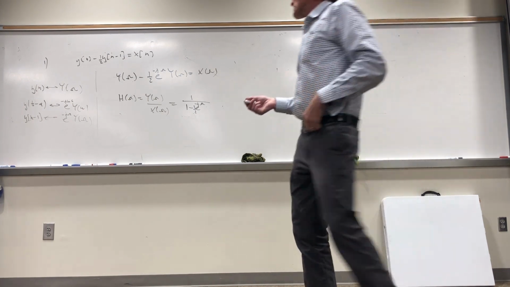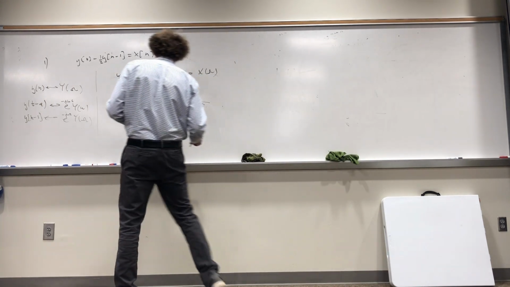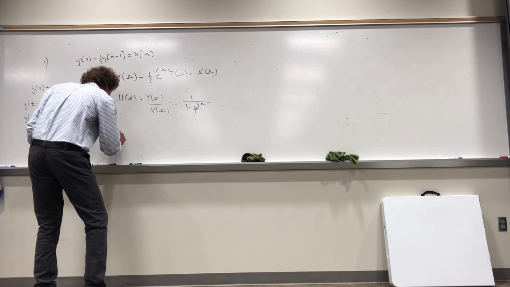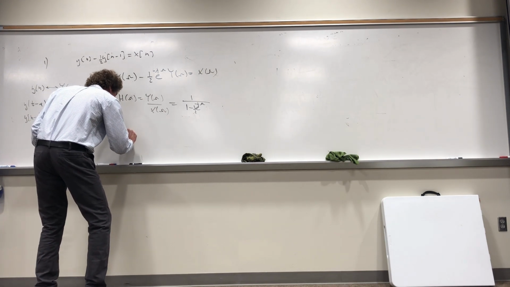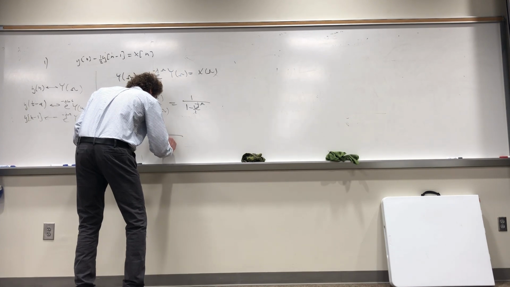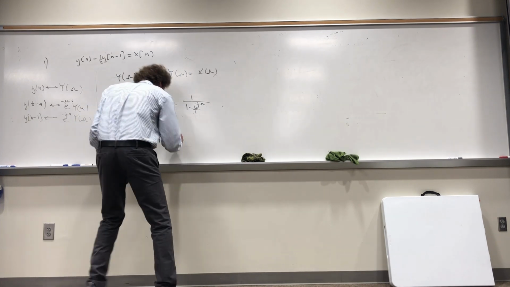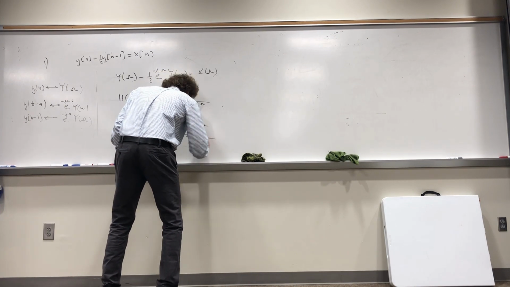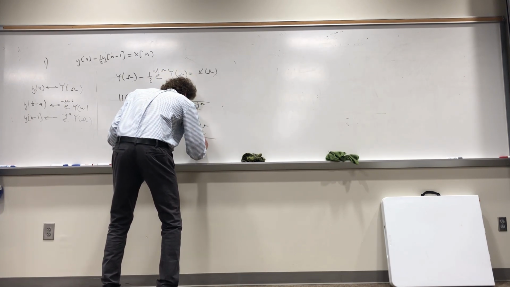All right, so now to get that, this is one we looked up, and this is the one I put down several times. Remember we figured out that a to the n, u of n, went to either 1 over 1 minus a e to the minus j omega, or as the book has it, e to the j omega over e to the j omega minus a.